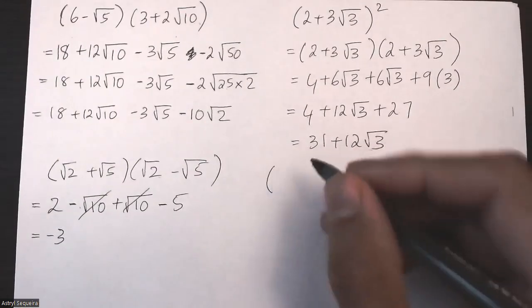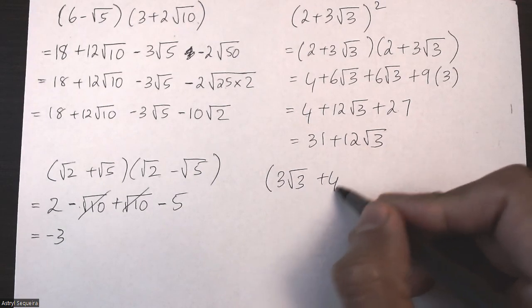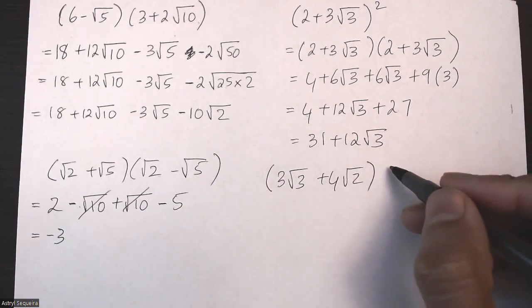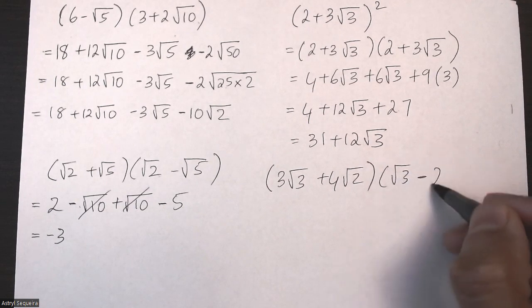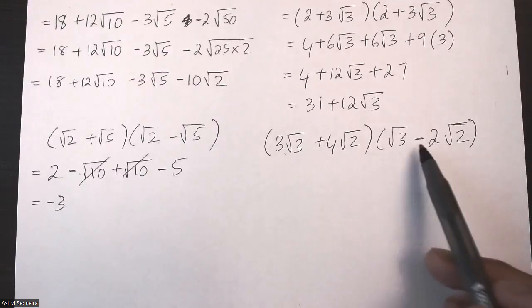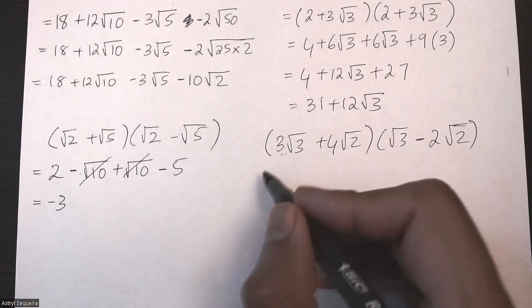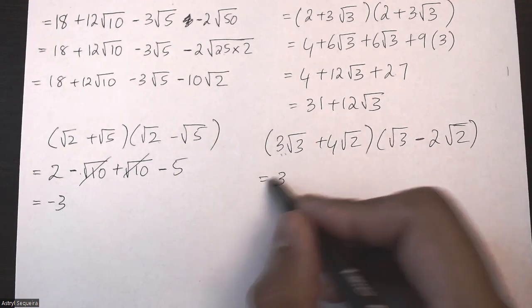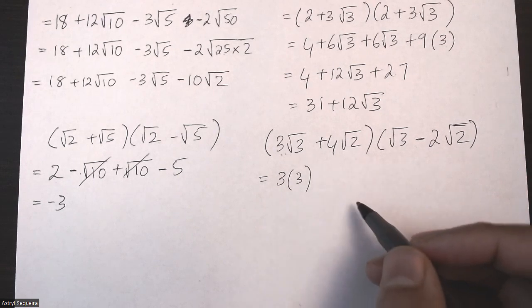Let's go to the fourth example, which is 3 root 3 plus 4 root 2 times root 3 minus 2 root 2. So same idea over here. Let's do the first terms. So 3 root 3 times root 3. 3 times 1 is 3. And root 3 times root 3 is 3.